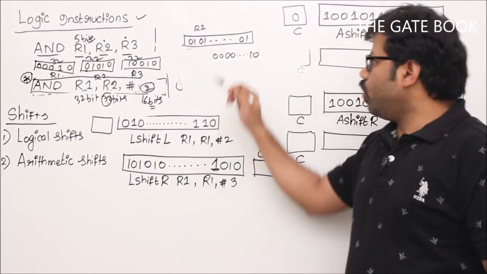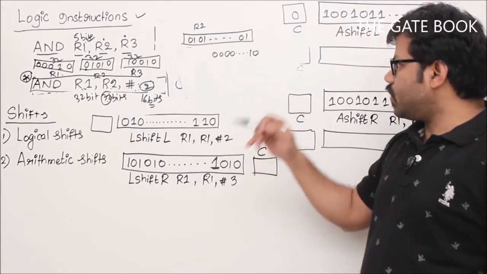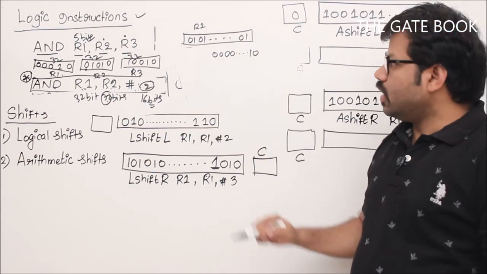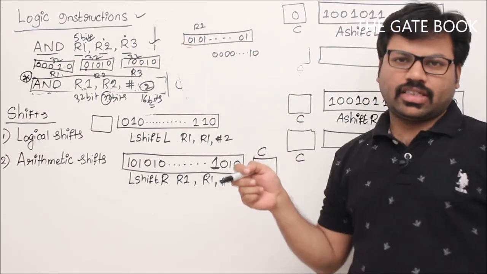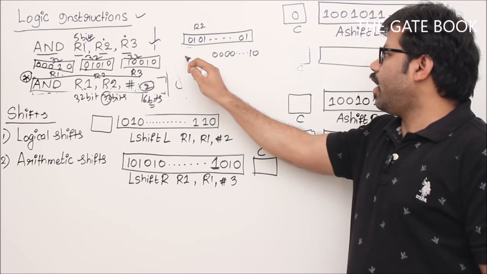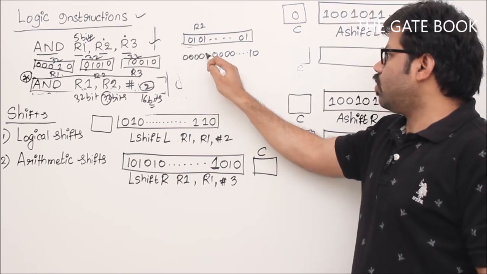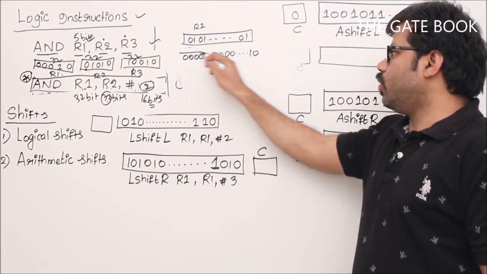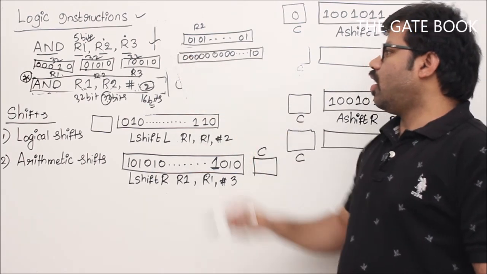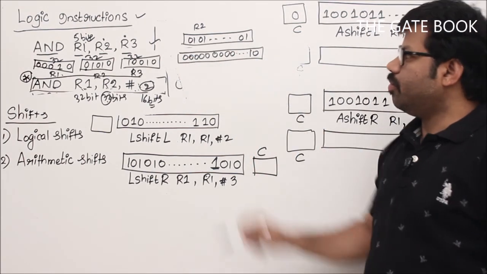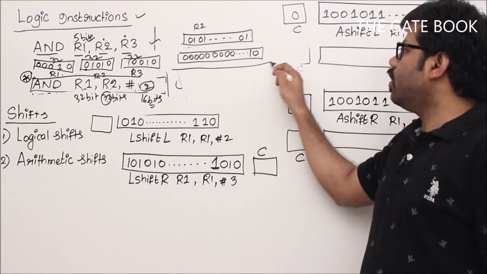Then my question is, how do you do ANDing, 16 bit versus 32 bit? That's why we have to extend it. Since we are talking about logical instructions, in logical instructions we always extend with zeros, okay? Because we don't consider the value. It is a logical operation, that's why we simply AND them. When you AND them, what are you going to get?